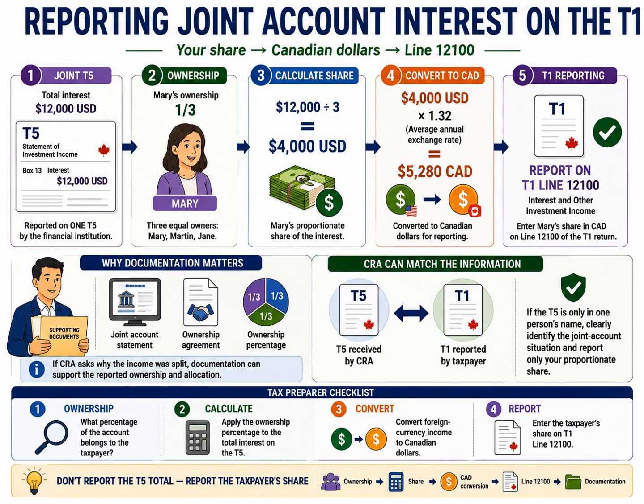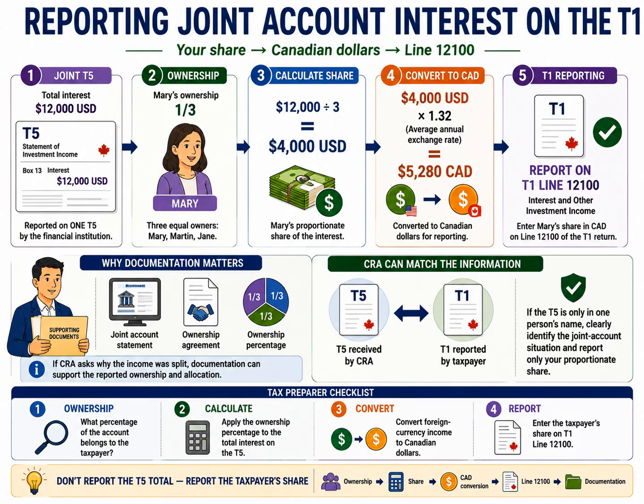It is also important to remember that the CRA can compare T5 information with the amounts reported on the T1. If a T5 is issued only in one person's name, even though the investment is jointly owned, the joint account situation should be clearly identified, and the taxpayer should report only their proportionate share.